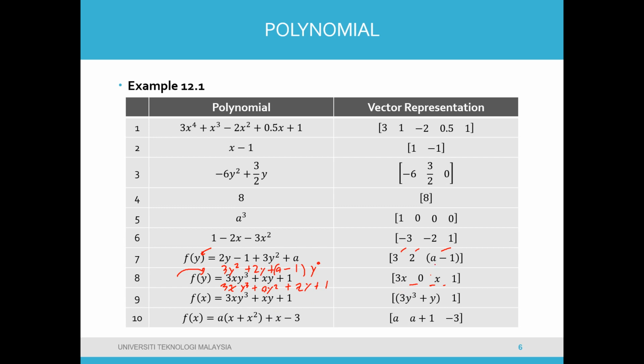So this is considered as a row vector. You can also use a column, but it's not common. Just use a row, it's easier. Just use the spacebar.